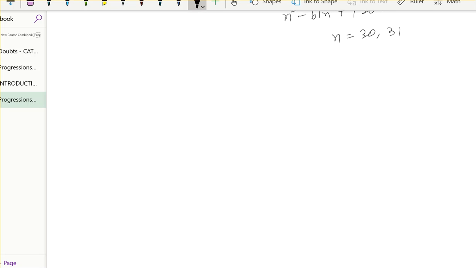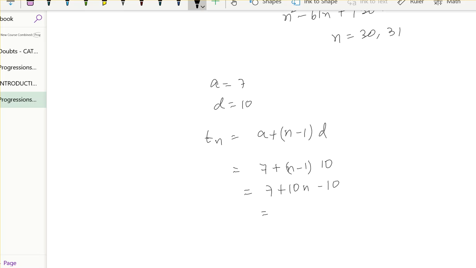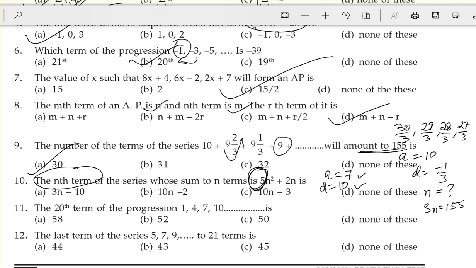We already have A is equal to 7, D is equal to 10. It is asking for Tn. Tn is equal to A plus n minus 1 times D. That is 7 plus n minus 1 times 10. 7 plus 10n minus 10. That is 10n minus 3. So 10n minus 3 is our correct answer.